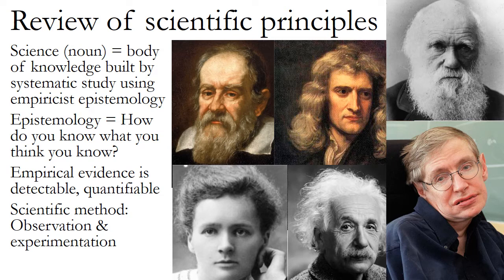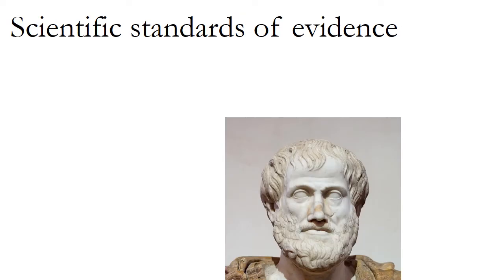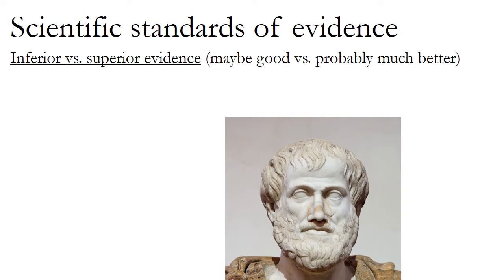This stuff works, and it doesn't just work for natural science, it works for social science. It works for studying people. We need to talk a little bit more about scientific standards of evidence. Here again, this is review, and in every case, we're looking at inferior versus superior evidence, but I want you to think of inferior evidence as still maybe good, still maybe useful, less good maybe, versus superior evidence being evidence that is probably or certainly much better.